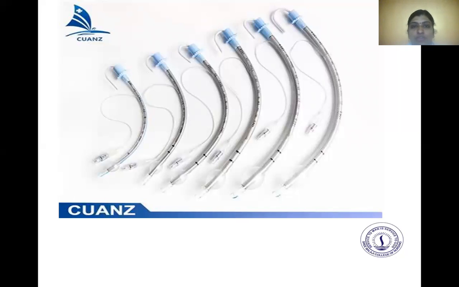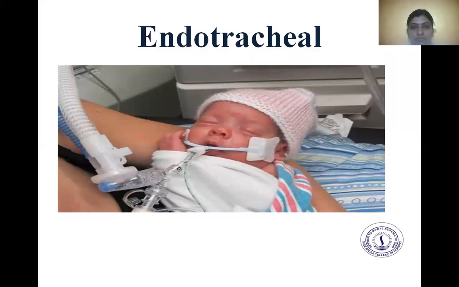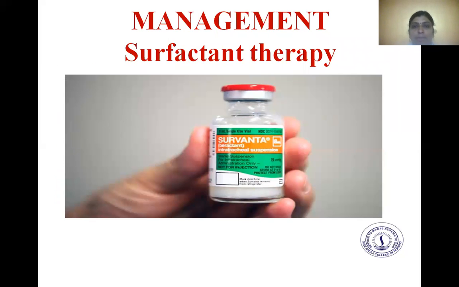These are the different sizes of endotracheal tube. Usually for preterm babies, 2 to 2.5 centimeter tubes will be inserted. This is the picture of a baby with an endotracheal tube, and the baby will also be on a ventilator. Management with surfactant therapy: usually, surfactant will be administered to the babies. It will be administered through the trachea.